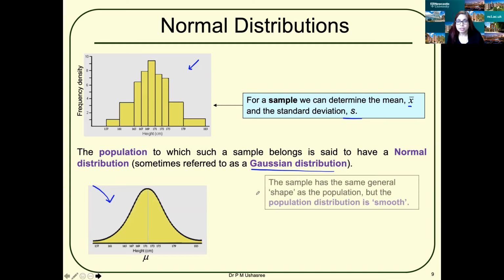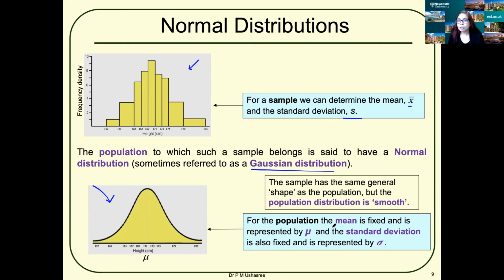This sample has the same general shape as the population, but the population distribution is smooth. And for the population, the mean is fixed and is represented by mu, and the standard deviation is also fixed and is represented by sigma. So what we see from this distribution is that it is symmetrically distributed about the population mean.